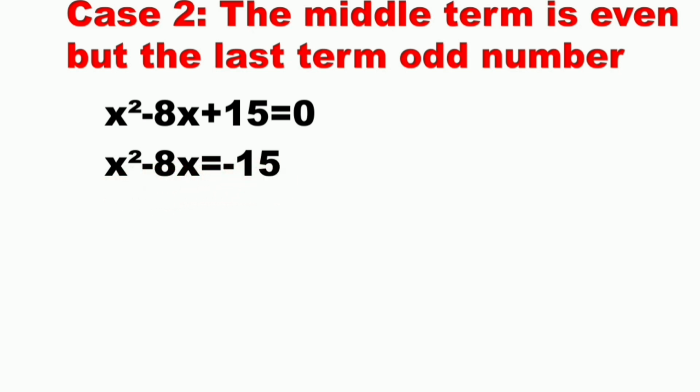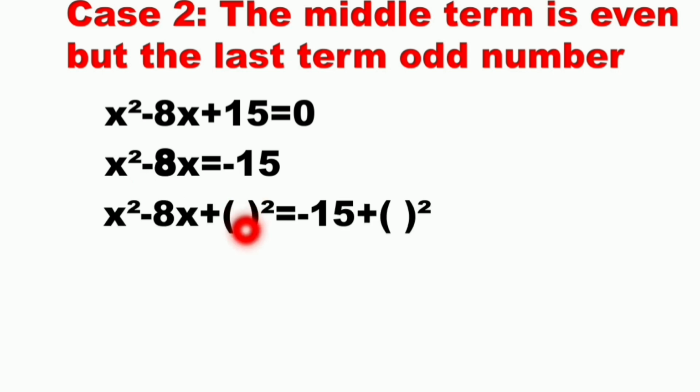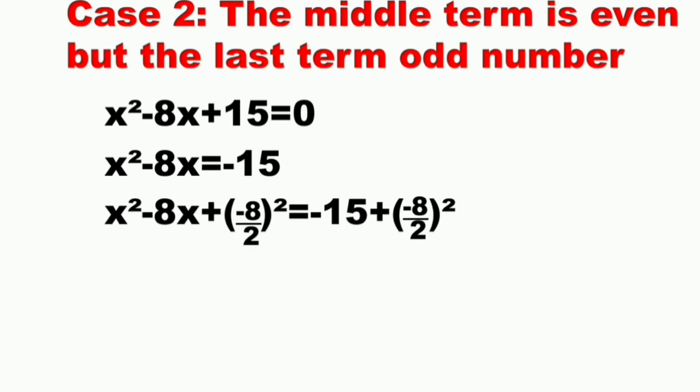Then we are going to add a number that will make the left side of the equation a perfect square trinomial. That number comes from the middle term, negative 8 over 2, squared, added to both sides of the equation, the left side and the right side, to maintain the equality. Then negative 8 over 2 is negative 4.